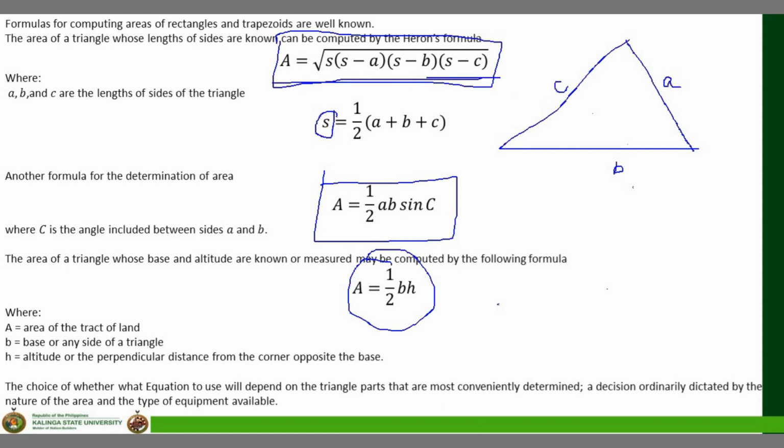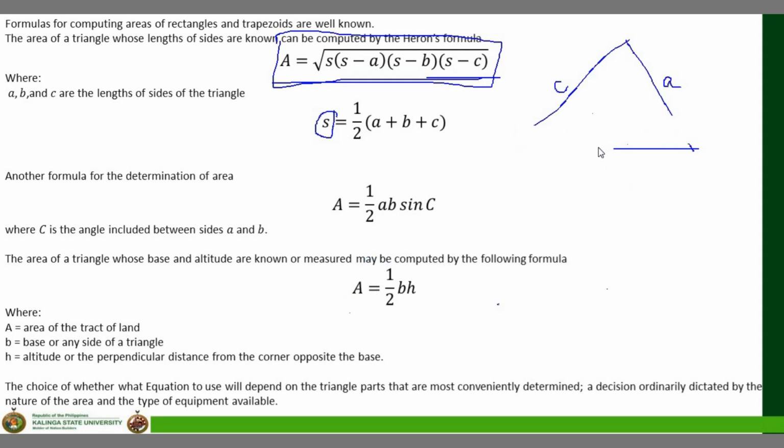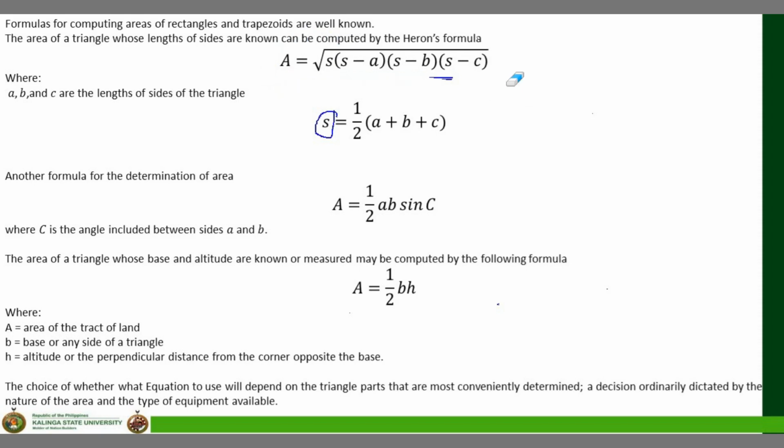These are the common equations or formulas for the area of triangles that we can use to determine the area of triangles. Again, this is used if your method is by geometry, wherein you subdivide your lot into different geometric shapes. No, this is just an example.